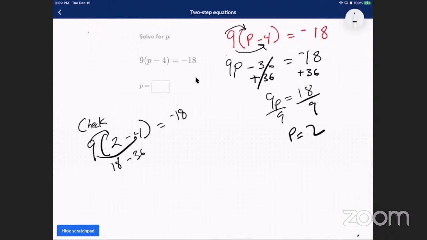Yeah, and then when we do this, this would lead to a negative 18. So the answer would be p equals 2.